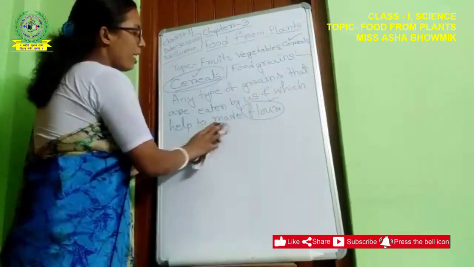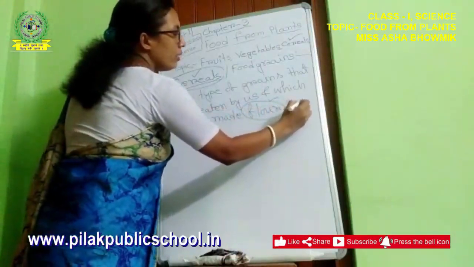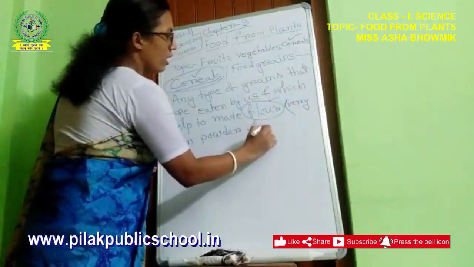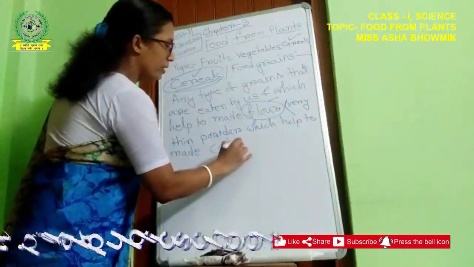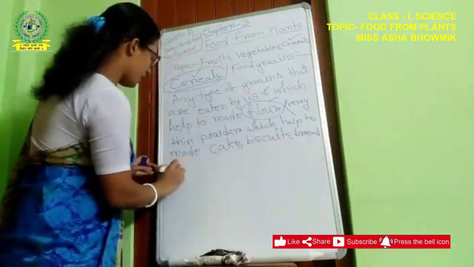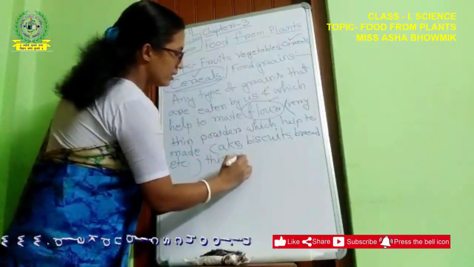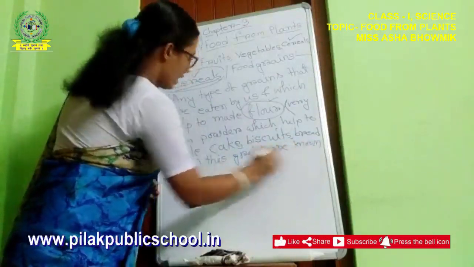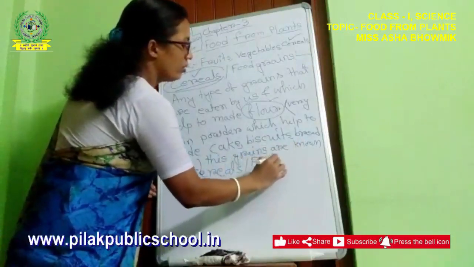Okay. Now I go to our F-L-O-U-R flour. These grains also help to make flour. Flour means very, very thin powder which helps to make what? Cake, biscuits, bread, etc. Okay. These grains are known as cereals or food grains. Okay, food grains.